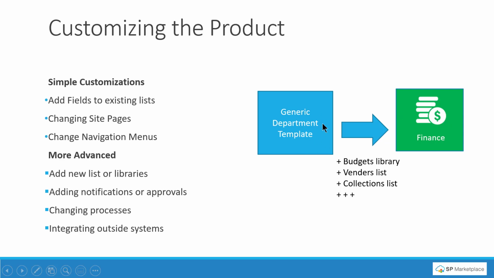You can take that generic department and turn it into a finance department and give them both the data and the libraries that they need by doing customizations. So let's look at what customizations are. Simple customizations: adding fields to existing lists, no big deal. You can do that. Changing site pages, that would be like maybe adding a weather web part to the front of a home page or something like that. Changing navigation menus. Maybe you want to hide something, like you don't want to use the blog on your intranet, or on IT, you don't want to use the change request function, and so you hide that to just simplify it. Those are simple customizations.